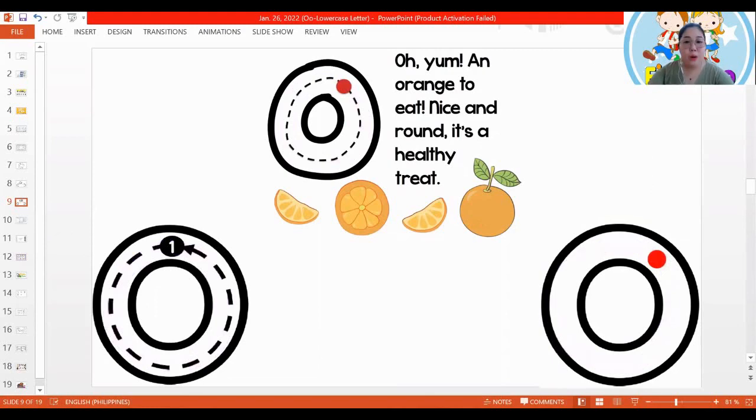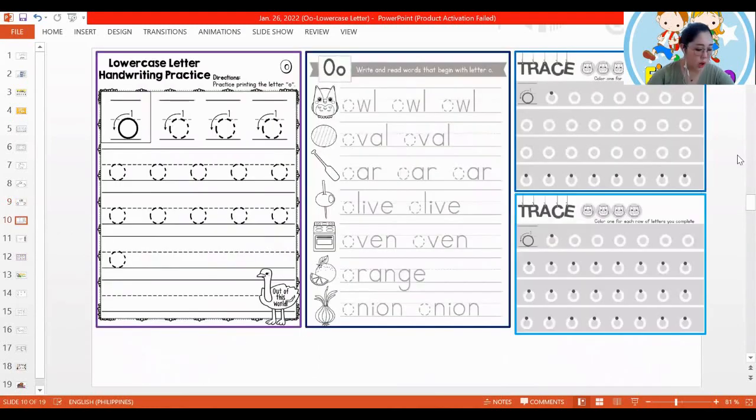So let's practice some more. Let's pack away our whiteboards and our whiteboard markers. Let's proceed to our worksheets. So let's make lowercase letter O first in our lowercase writing practice. Okay, don't forget to also write lowercase letter O. So for lowercase letter O, we start at the middle line, okay?